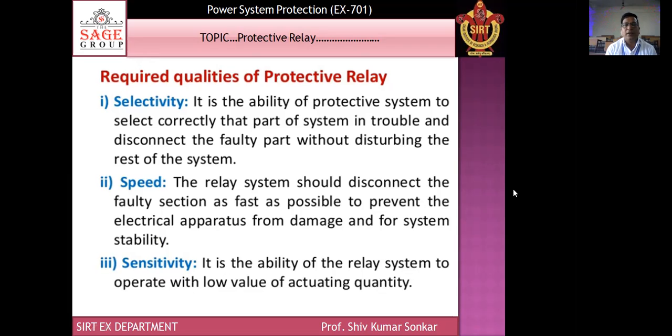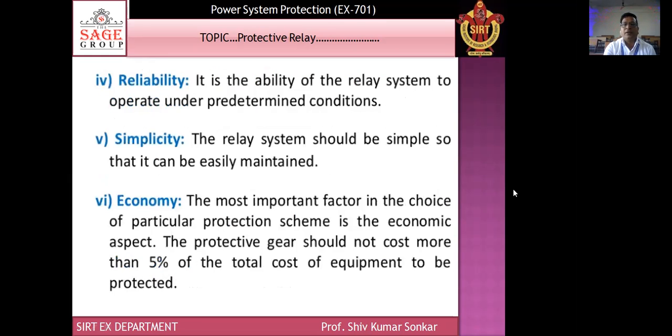The third is sensitivity. It is the ability of the relay system to operate with a low value of actuating quantity. Fourth is reliability. It is the ability of the relay system to operate under predetermined conditions. And fifth one, simplicity. The relay system should be simple so that it can be easily maintained.